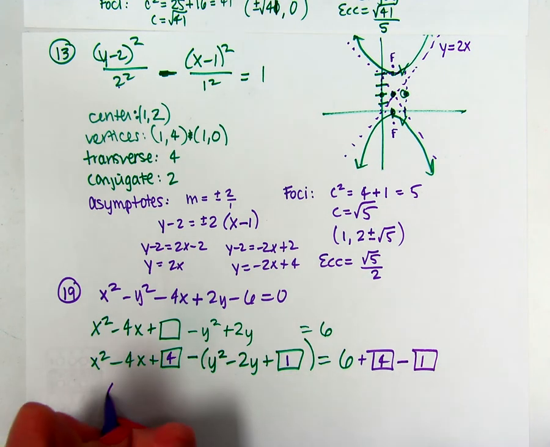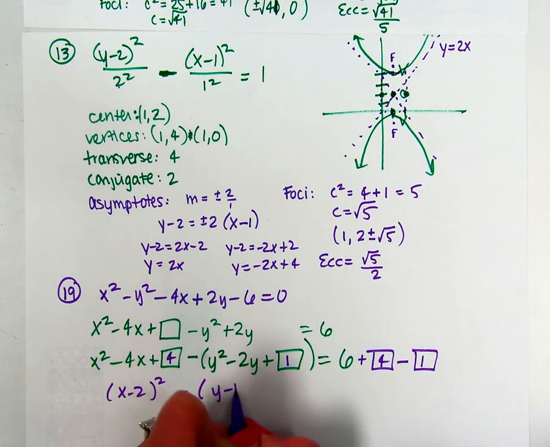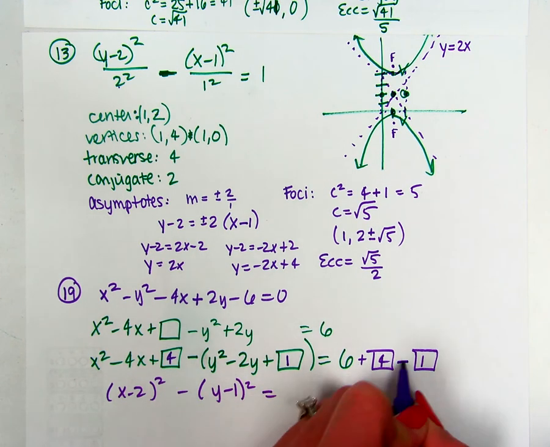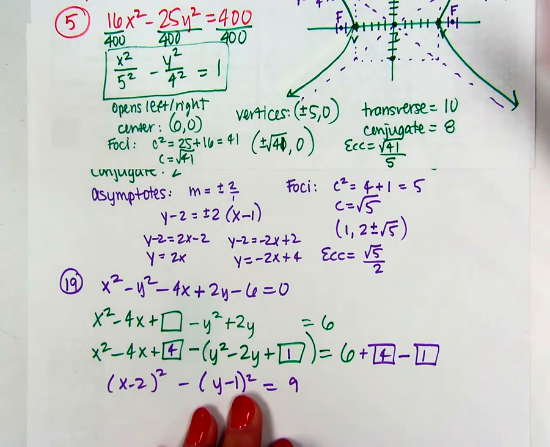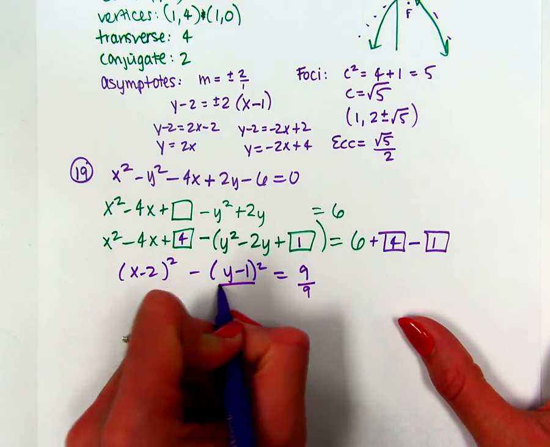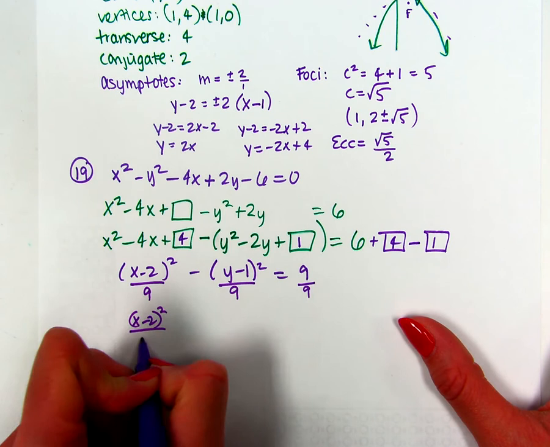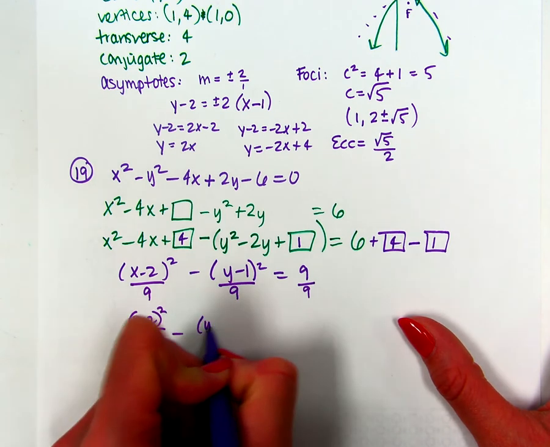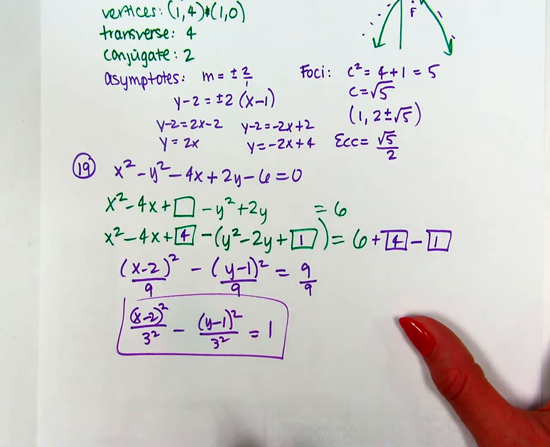Now I'm going to factor. So I get x minus 2 squared minus y minus 1 squared equals 10 minus 1, which is 9. All right, so my equation should be equal to 1, so I'm going to divide everything by 9. So this gives me x minus 2 squared, and if you want, you can change that to 3 squared. You don't have to. And 3 squared, and that equals 1. So there is my actual equation.